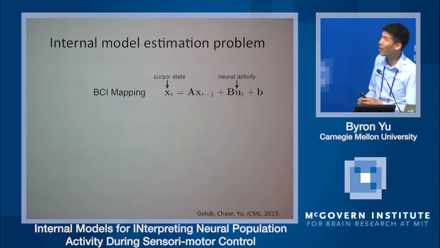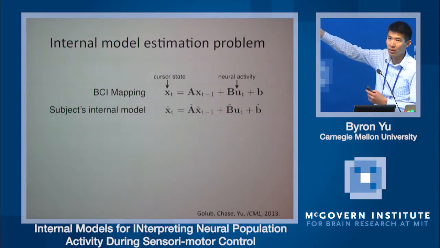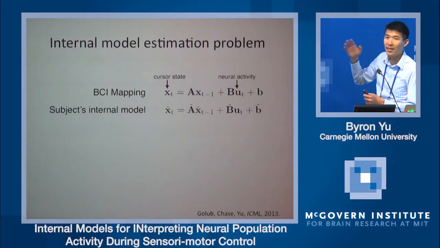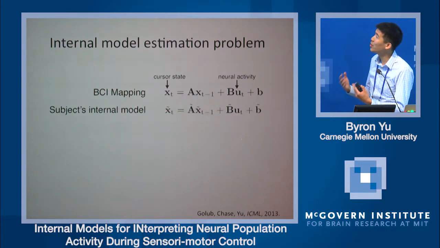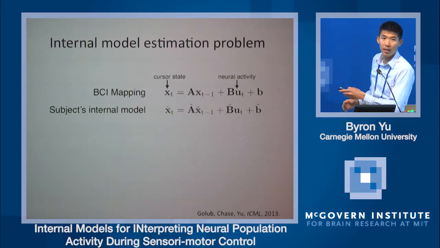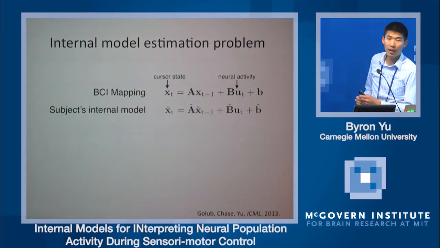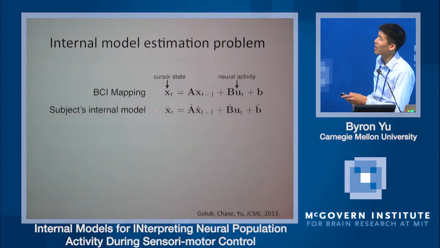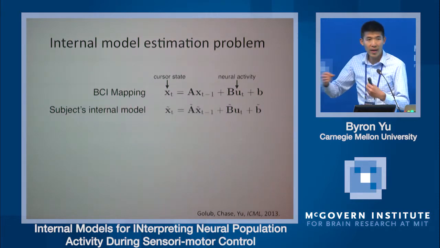So what we attempted to do was to extract an internal model of this form. You notice that it takes exactly the same form as the mapping itself. We did this both out of mathematical convenience, and due to the fact that if the animal learned a perfect internal model, it should fall within this family. And so the parameters that define the internal model are A tilde, big B tilde, and little b tilde. The x tilde here is the subject's internal conception of where the cursor is going, some sort of internal tracking state variable.